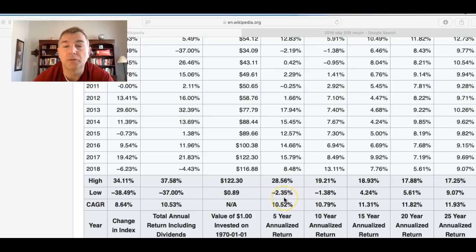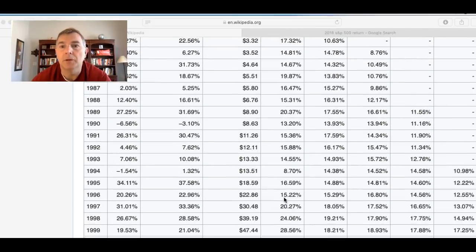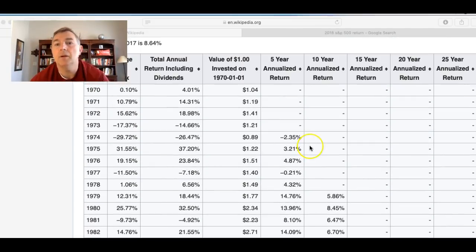Now, the lowest was 2.53, but the highest was 28.56. And so you're saying, okay, would you sacrifice 2.53 on an annual basis for 5 years to average 28.56 at the best? I would, 100 times out of 100. All right, so let's go to the 10-year annualized return.